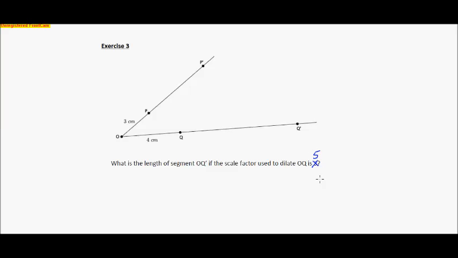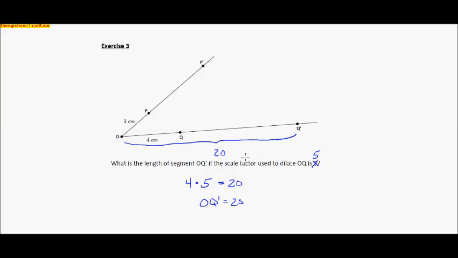Alright, so what is the length of OQ prime? I'm going to start at O here, and I'm going to go all the way out to Q prime. If the scale factor used to dilate OQ is 4, well, OQ is 4, and I'm going to multiply it by the scale factor, which is 5, and I get 20. So OQ prime equals 20. And again, if you want to label it right on your paper here, make those little curly brackets, and that is 20. Again, pretty straightforward.